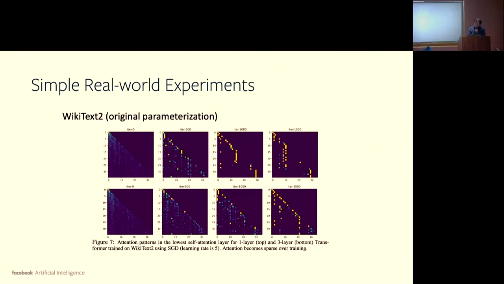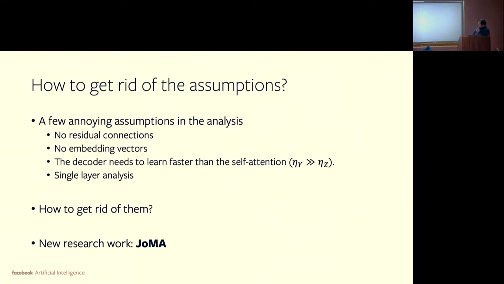And then we can talk about how we can improve the scan and snap paper and how to get rid of these assumptions, right? We have annoying assumptions here. We say there's no embedding vectors, there's no residual connections, right? The decoder needs to be learned faster than the self-attention, which never happens in practice, right? And we have this single-layer analysis, right? So how do we get rid of them?